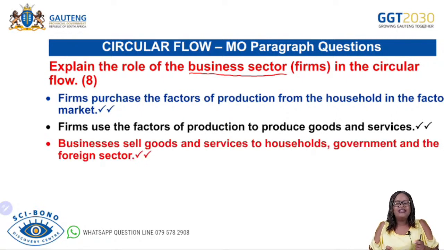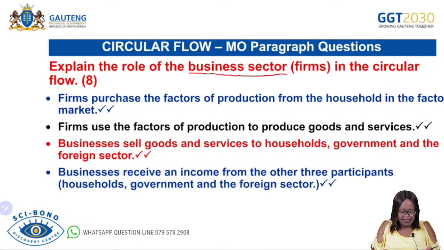After producing these goods and services, the businesses are going to sell these goods and services to the other participants, which are the households, the government, as well as the foreign sector, because we are not told which circular flow this is, whether it's open or not. So we are allowed to also include the foreign sector. Now, after selling these goods and services to the other participants, businesses are going to get in return an income or revenue, right?